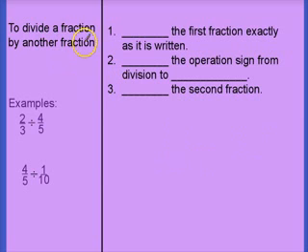Now here we have the steps to solve, and that's what I like to think about it. When I'm solving a math problem, there are certain steps that I use to get to my solution, and that's what I want you guys to start doing, is to think about it as steps to take. So to divide a fraction by another fraction, the first thing that we're going to want to do is copy the first fraction exactly as it is written. The second step that you're going to do is change the operation sign from division to multiplication.